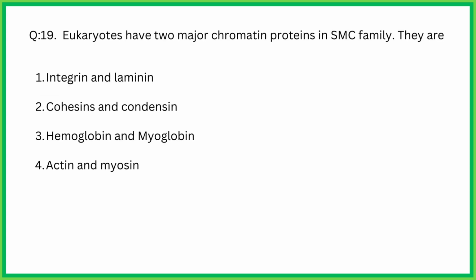Question number 19. Eukaryotes have two major chromatin proteins in the SMC family. They are: option 1, integrin and laminin; option 2, cohesins and condensins; option 3, hemoglobin and myoglobin; option 4, actin and myosin. You can identify it very easily from the options, because we know actin and myosin are proteins mostly involved in muscle contraction. Hemoglobin is a red blood cell protein, and myoglobin is a muscle protein.